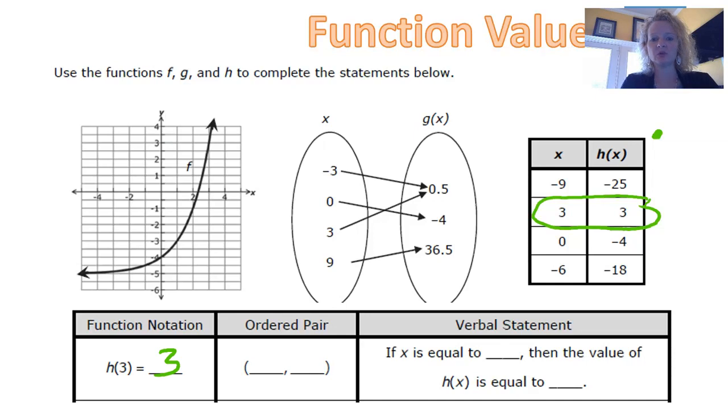How would you write that as an ordered pair? It would be (3, 3). If x is equal to 3, then the value of h of x, which is the function of x, is equal to 3.